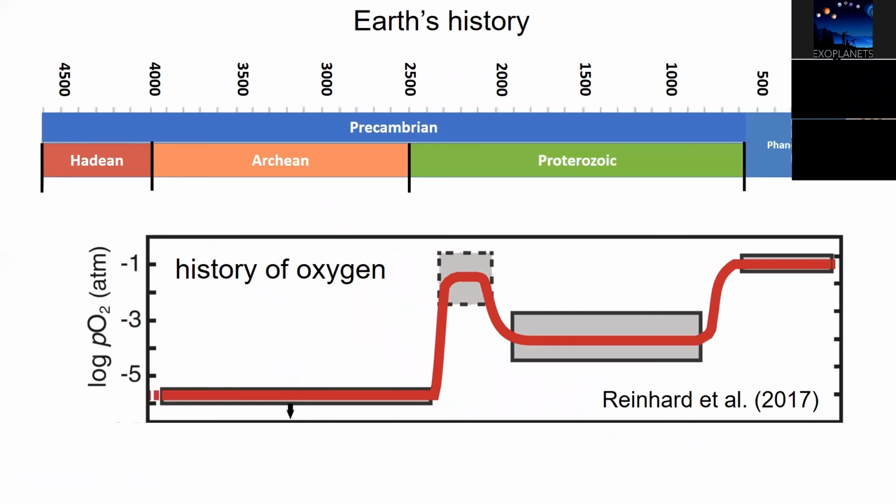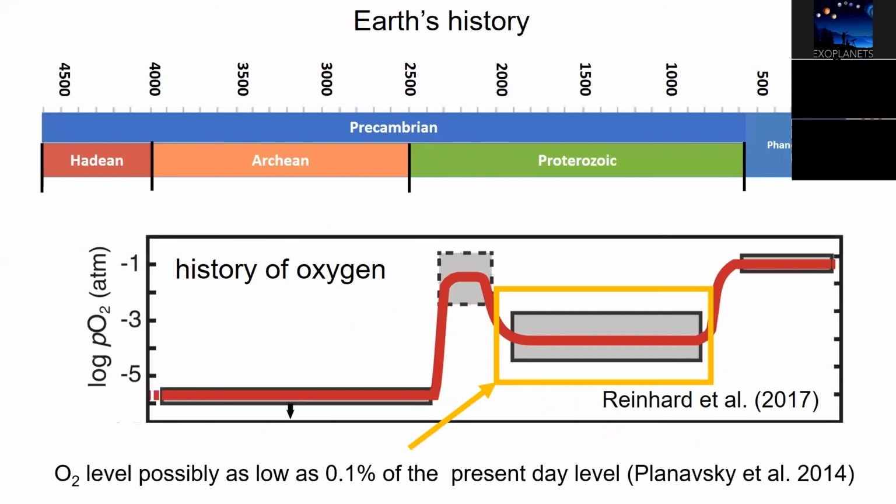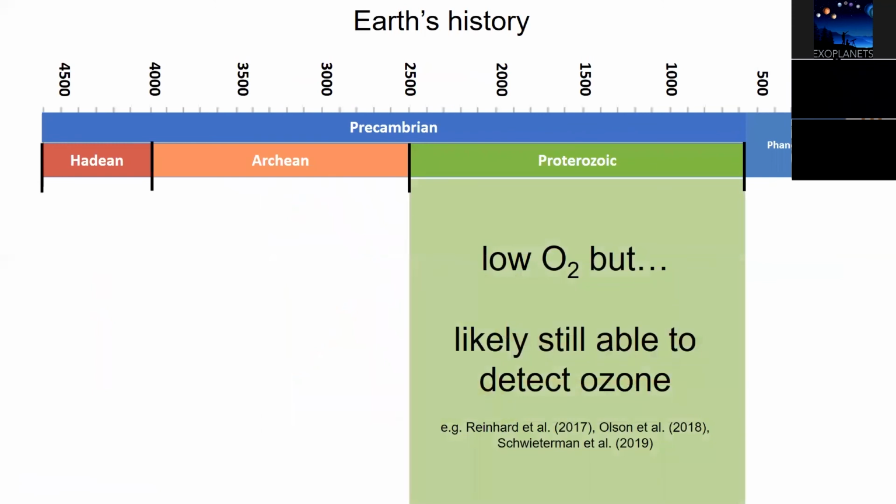Okay, so going back to this timeline of Earth's history, I just want to talk briefly about the mid-Proterozoic, where we have another interesting situation going on. In the mid-Proterozoic, there's evidence from Noah Planavsky's work suggesting that O2 levels during this period may have been low, possibly as low as 0.1% of the present-day level. And that's important if that's the case, because that's too low to allow oxygen itself to be remotely observable.